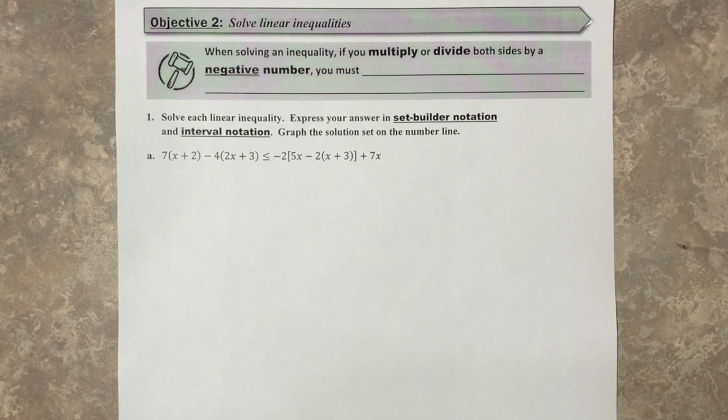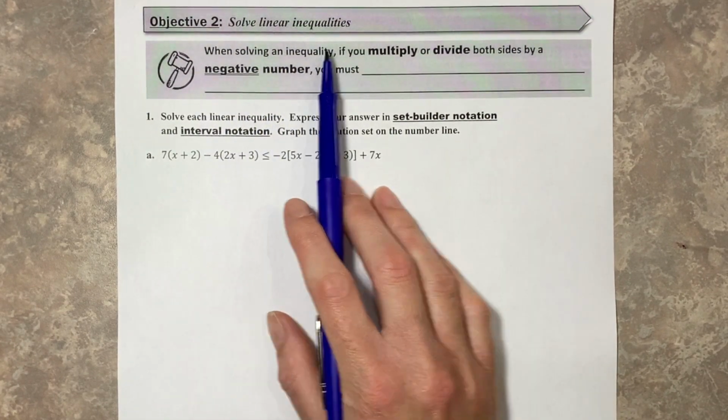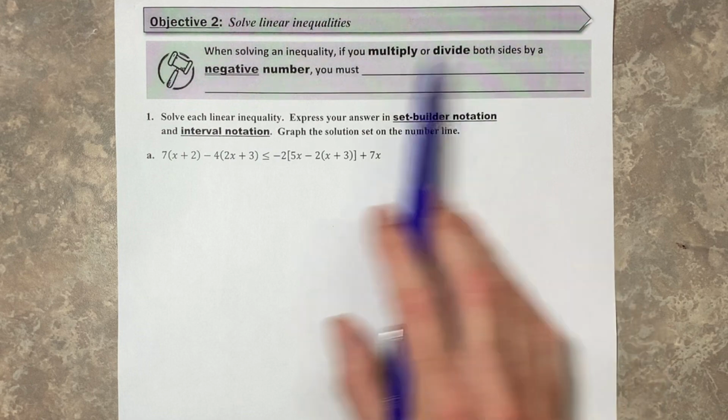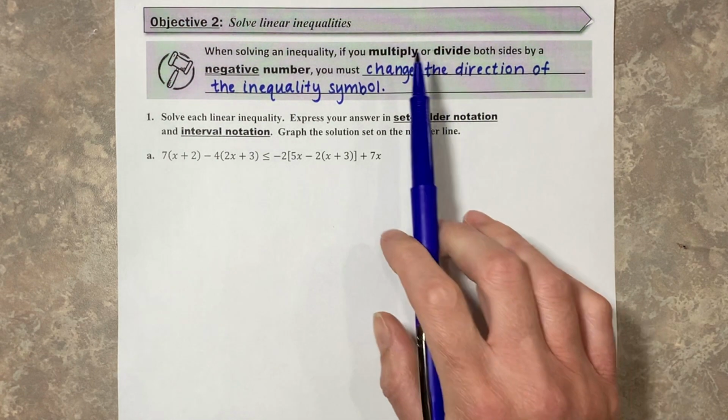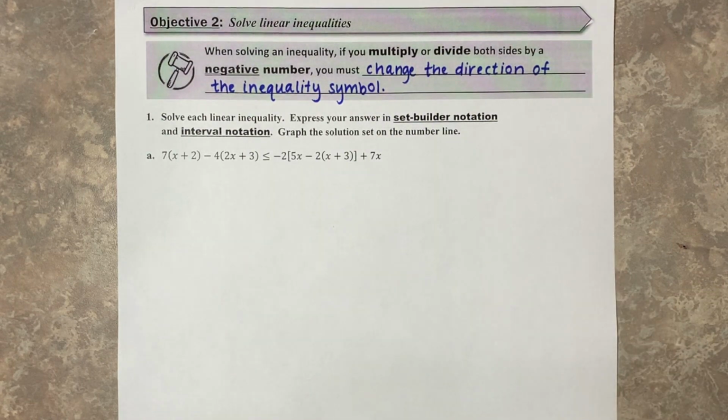We solve equations and inequalities in the same way, but there's one big difference. When solving an inequality, if you multiply or divide both sides by a negative number, you must change the direction of the inequality symbol. This is the number one reason students get incorrect answers when they're solving inequalities, because they forget that with inequalities, if at any point you multiply or divide both sides by a negative number, you have to flip, or in other words, change the direction of the inequality symbol. We'll see examples of this shortly.